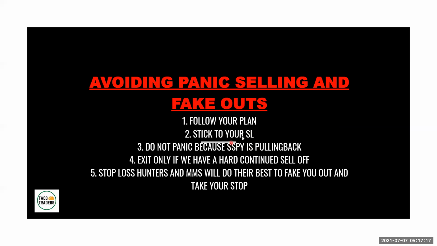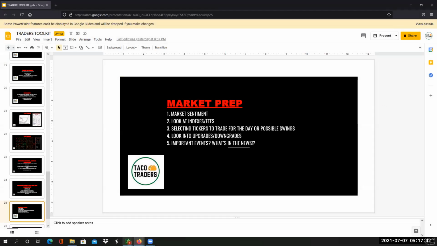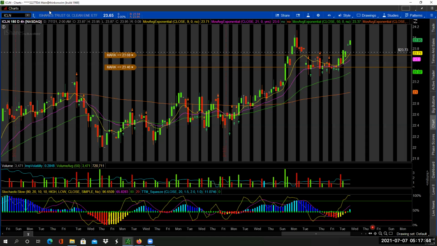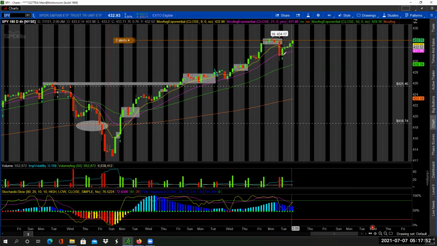All right, and I'll go over this and the sell-off that we had yesterday. Number 4, exit only if we have a hard continued sell-off. Stop loss hunters and market makers will do their best to fake you out and take your stop. Okay, so I'll stop there. Let me just give you an example of SPY. So what did we do yesterday? I outlined this yesterday in our workshop in the morning. So we were here.